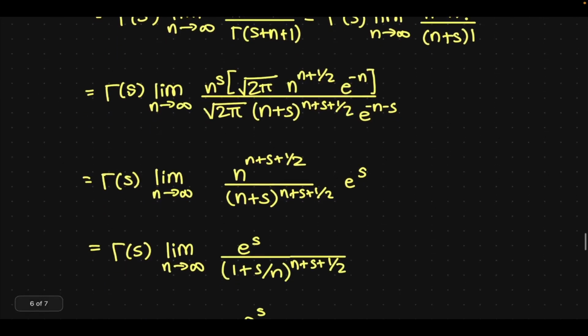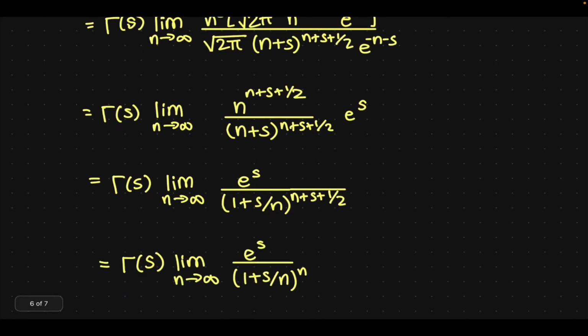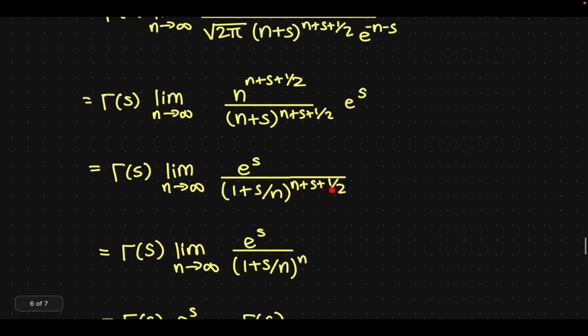And in the end, we just get n^(n+s+1/2) e^s divided by (n plus s) raised to n plus s plus 1 half. We can club all the denominator together: (1 plus s by n) raised to n plus s plus 1 half. And n plus s plus 1 half in the limit as n goes to infinity is the same as n, or more precisely, if you multiply each of those powers separately, you notice that all of them disappear except when we have n in the power.